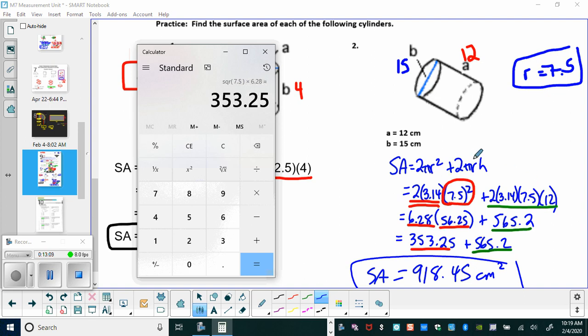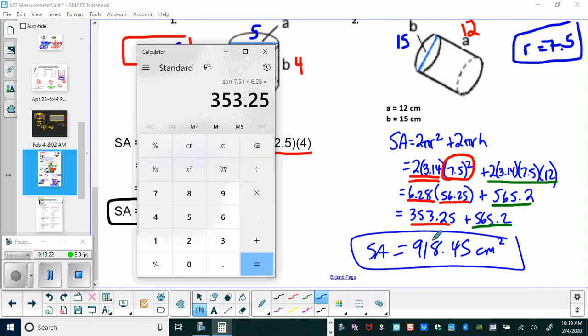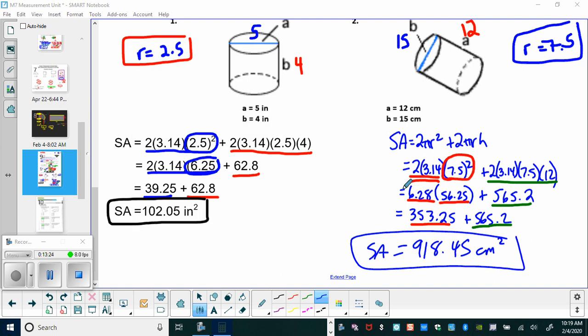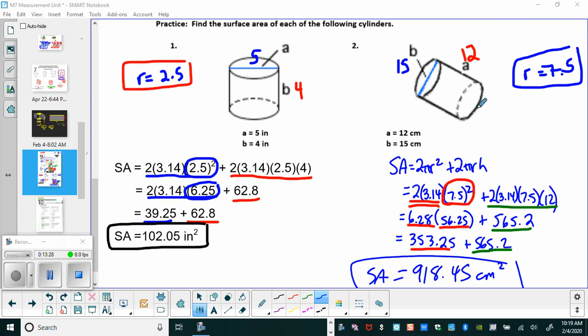Now this is the weird curvy part. Again, that's the length and the width of the rectangular face, the 2 pi r h. And when you crunch these numbers, we get 565.2. When you add the weird curvy part to the top and the bottom, you get 918.45 square centimeters for the entire surface area of this cylinder.